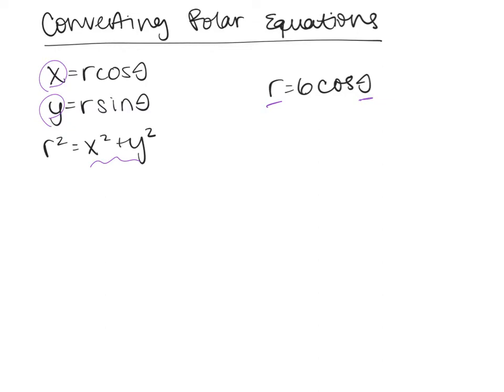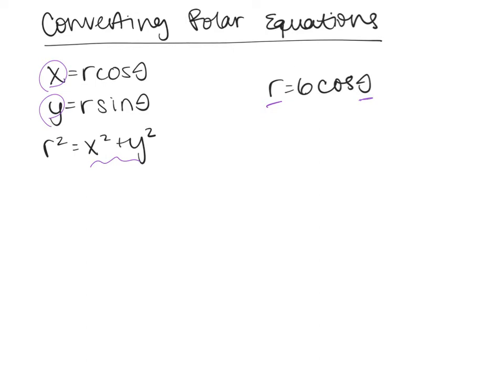We know x is r cosine theta. We know y is r sine theta. Now all of these are a little different. You just have to kind of play with it, see what you can do. As that previous slide said, two main methods are either squaring both sides of the equation to get to an r squared, or multiplying both sides of the equation by r.